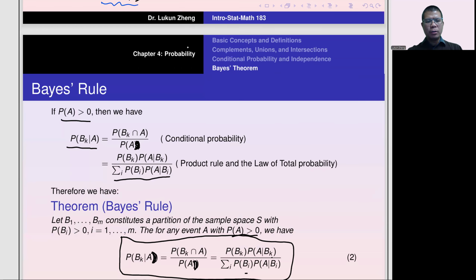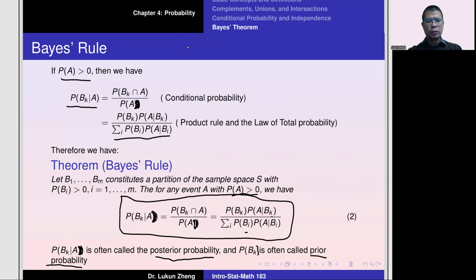Now, once we have the law of total probability, we can go over the Bayes theorem. As you can see, if we consider a partition, then we have the following. This is called the Bayes theorem. The probability of Bk given A equals this formula and so on. Here is called the posterior probability, and this is the prior probability.